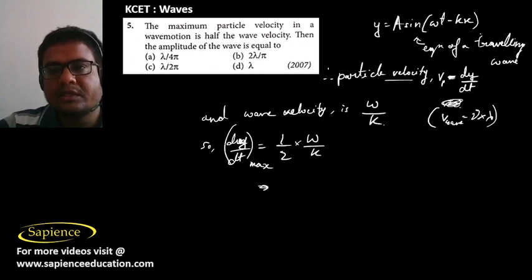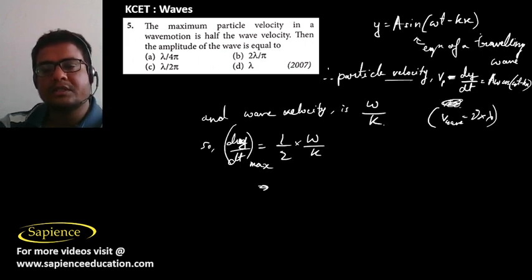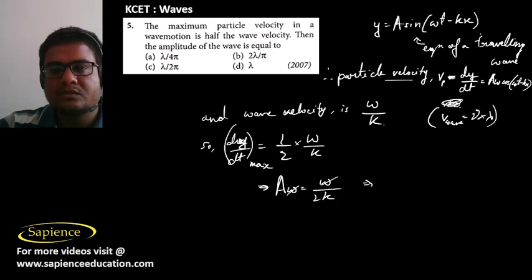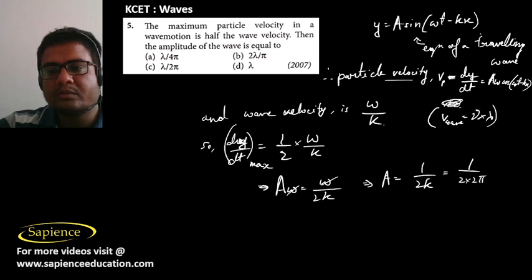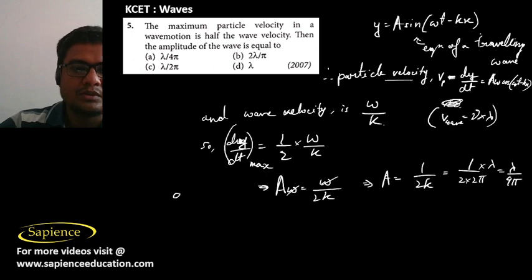So dy by dt is Aω cos(ωt − kx). Therefore, the maximum particle velocity will be Aω. So Aω equals ω by 2k. ω and ω will cancel. So A is equal to 1 by 2k. So k is equal to 2π by λ, so 2 into 2π by λ. So that is λ by 4π. So this is the amplitude of the wave, which is λ by 4π. So option A is the correct answer.